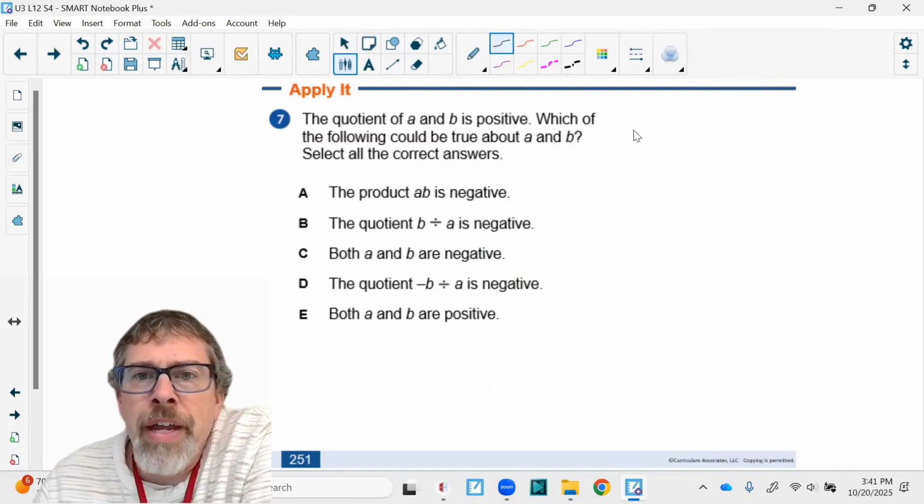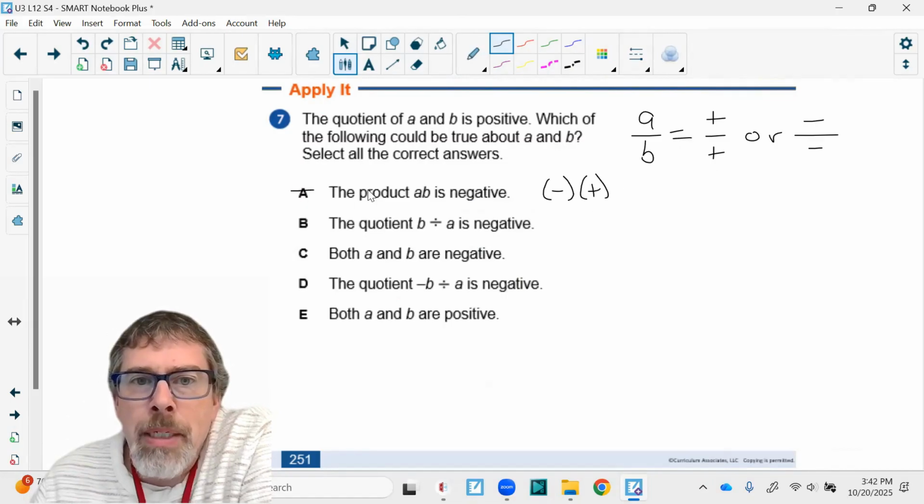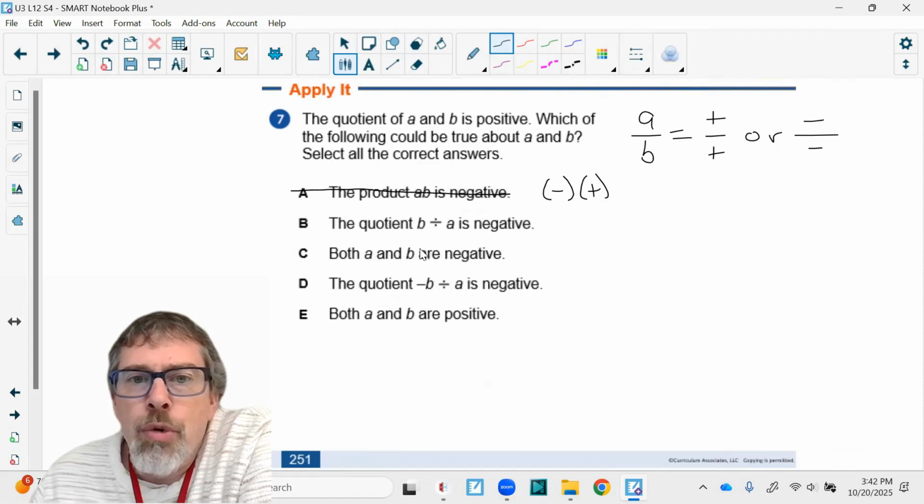If the quotient of A over B is positive, then either A is positive and so is B, or A is negative and so is B. So if the product of A times B is negative, that would mean a negative times a positive. So that can't be.